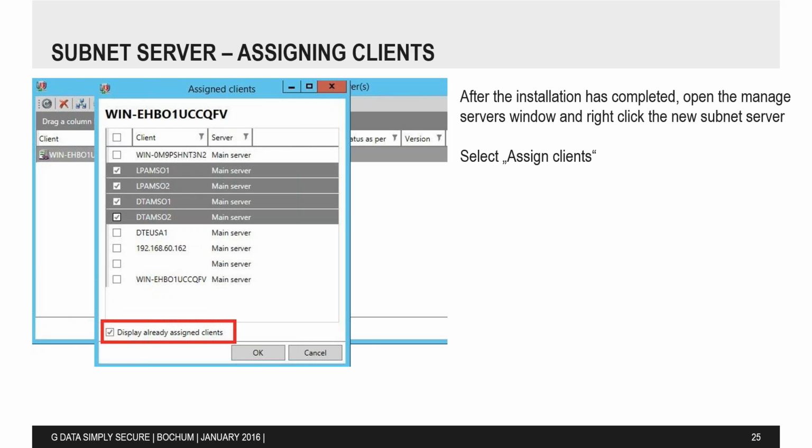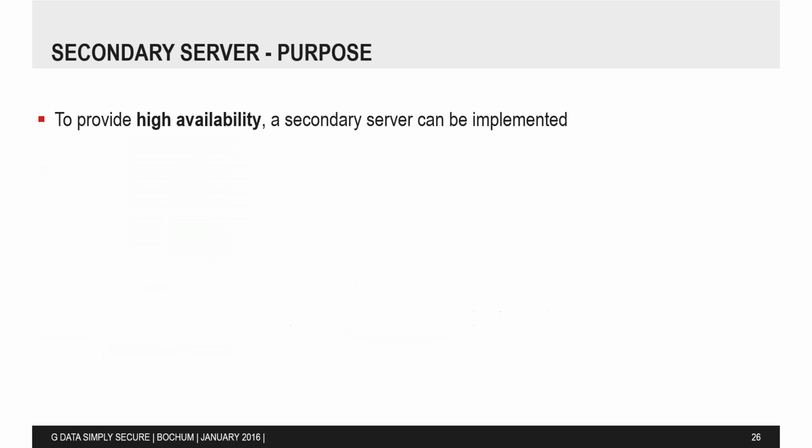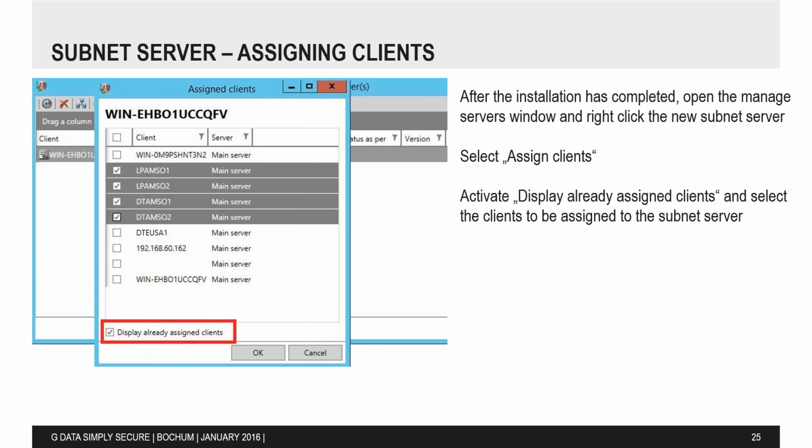Some clients or all clients will already be assigned to that main server at this point. So if this is the first subnet server, all of your clients will be assigned to that main server. So now you can select them to be allocated to that subnet server. Well, that was a bit quick. So you've got to select the clients that will be connecting to that subnet server. You can do all of this at a later date as well. So any client in the console, you can at any point in time say, I want to assign it to a subnet server.